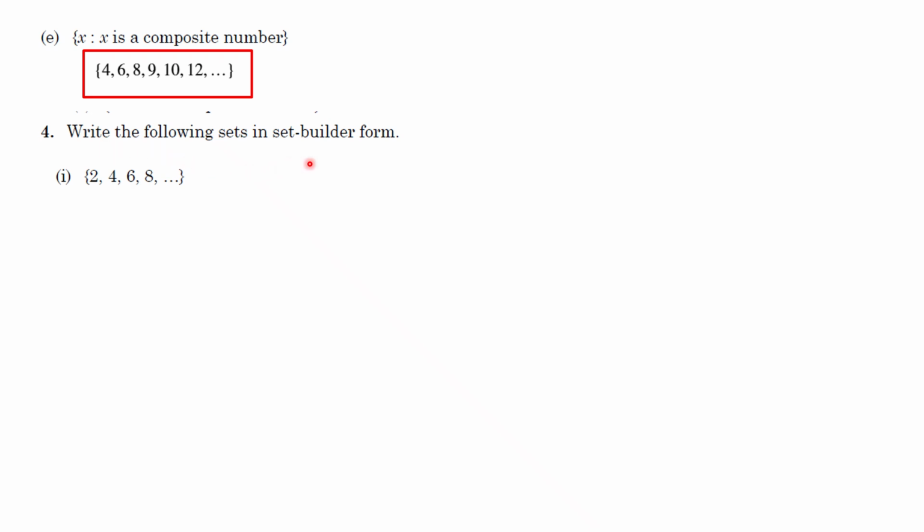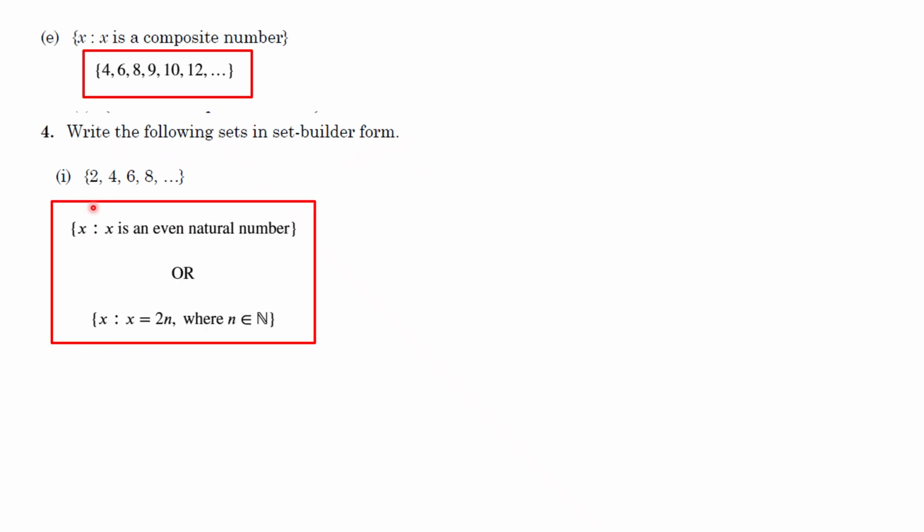Next, write the following sets in set builder form. It is 2, 4, 6, 8 and so on. So we can write this in two ways. Either you write the set of elements of X such that X is an even natural number, or you can put it like a condition. X equal to 2n where n is a natural number. Natural number means it will start from 1, 2, 3, 4. So replace n with 1, 2 into 1 is 2, 2 into 2 is 4. So you will get this set only.